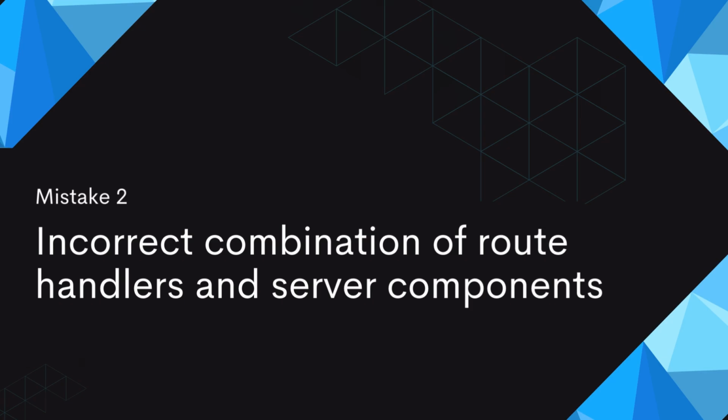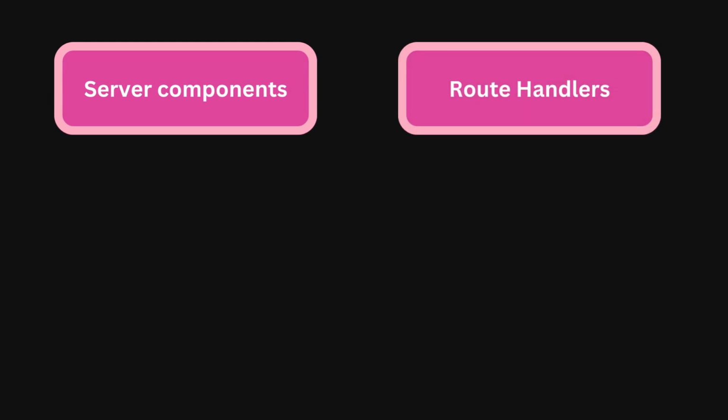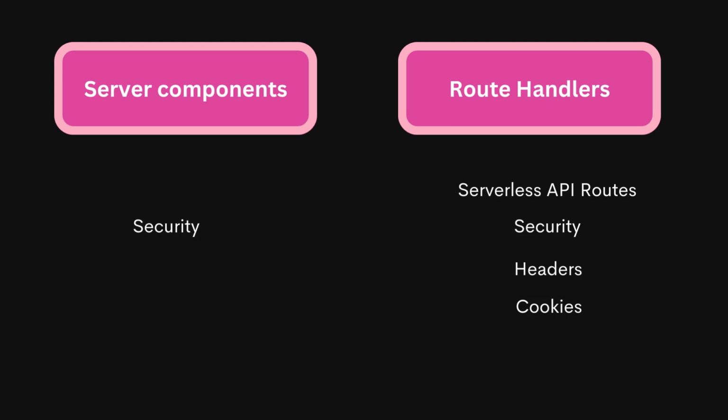Incorrect combination of route handlers and server components. When considering your use case, it's important to understand that server components might eliminate the need for route handlers, which were previously essential for serverless API routes. Route handlers provided security measures such as safeguarding sensitive credential information and API keys from the front end. Server components serve a similar purpose, while also granting access to dynamic functions including headers and cookies provided by Next.js.